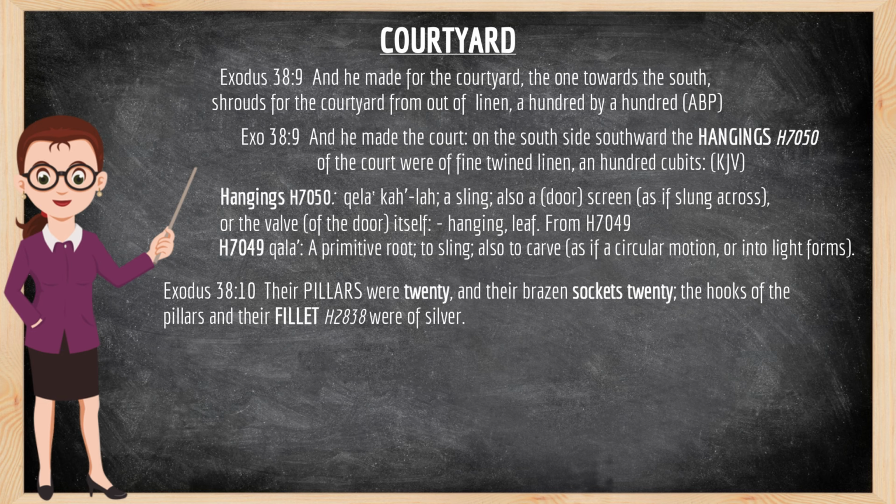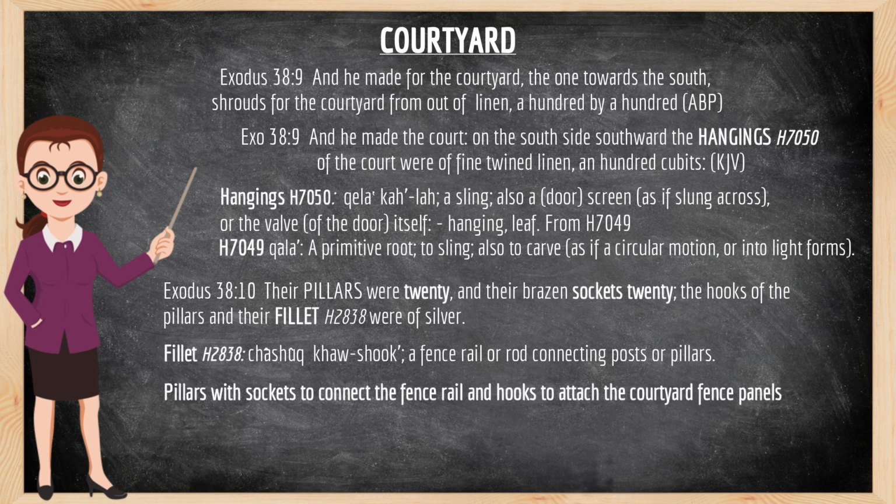Exodus 38:10, their pillars were 20 and their brazen sockets 20. The hooks of the pillars and their fillets were of silver. Okay, so this word fillet in the Hebrew is 2838, and it's a fence rail or rod connecting posts or pillars. So what we basically have are these pillars that have sockets on top that connect the poles between them so that the courtyard curtains or panels can attach to them.